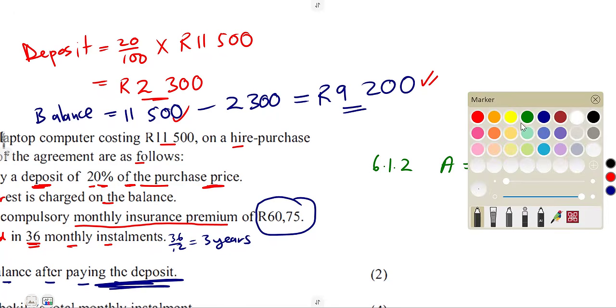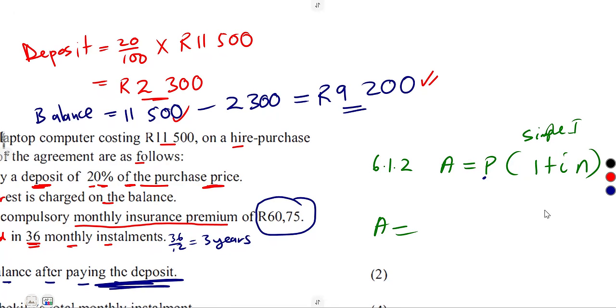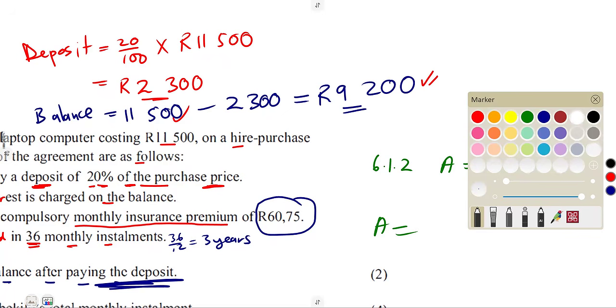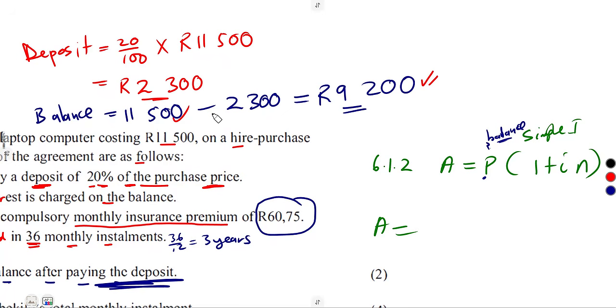9,200. So that is how you calculate this one. So our P is representing what? The balance this time. If there was no deposit, you use it as it is, because that person never paid anything. But this one paid something, and this is what is remaining. So you work with the remaining amount, into 1 plus our interest rate.